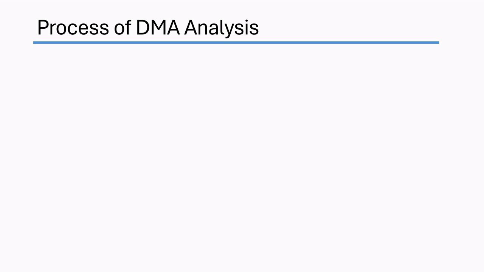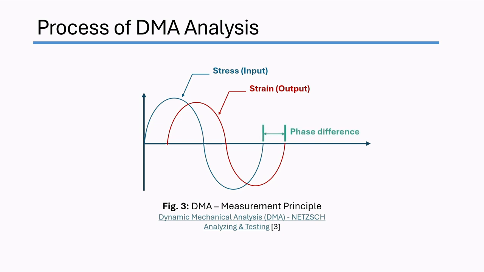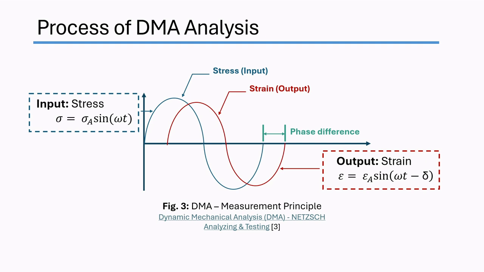So DMA works by applying a sinusoidal or oscillating stress to a sample and measuring the resulting strain. From the diagram here, we can see that there is a phase difference between the input stress and the output strain, and the amplitude of the output strain is different from the input stress. The amplitude basically depends upon the storage modulus of the system. When it is higher, the reduction in amplitude of the output strain is going to be lower as well. We can see that the response is sinusoidal or periodic in nature, and they can be characterized by the sine function.